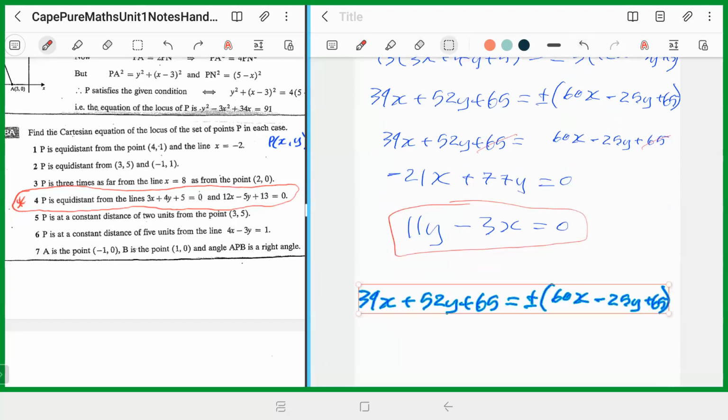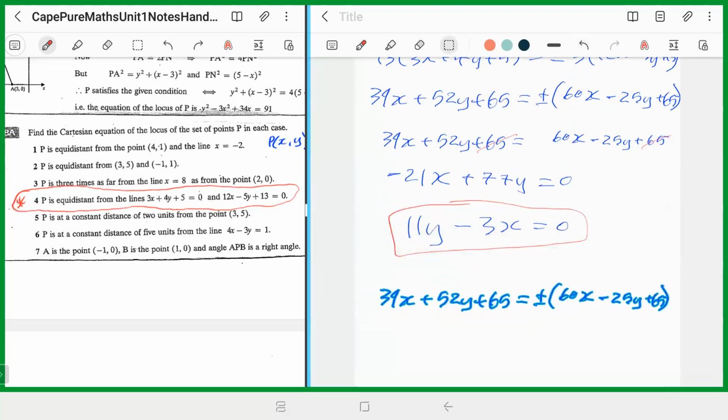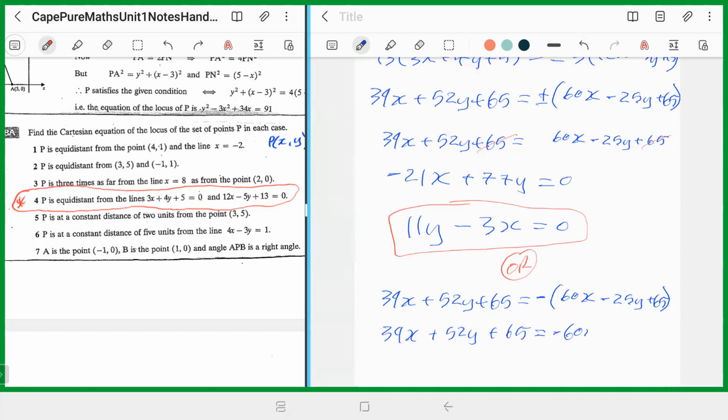So this is the OR situation now. This is OR. I'm going to use a minus. I'm going to take this off and use a minus on it. And then working this out, it's 39x plus 52y plus 65. Apply this minus across here now. We get equals minus 60x plus 25y minus 65.